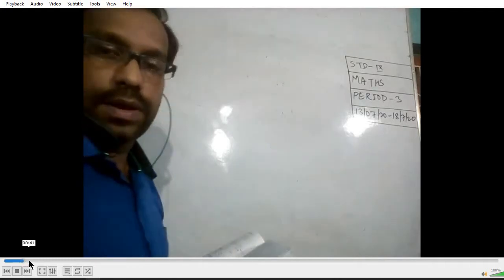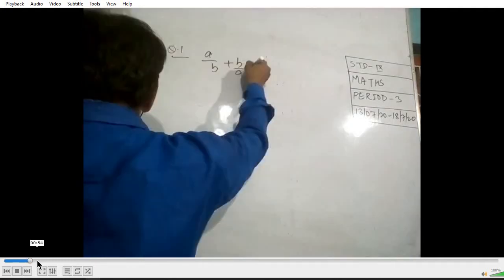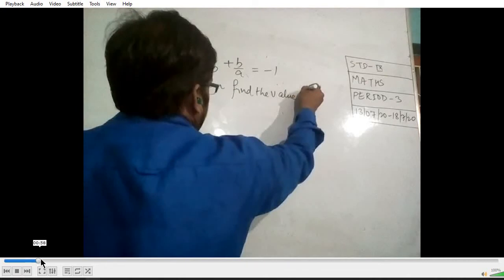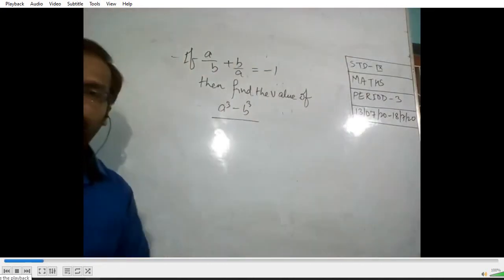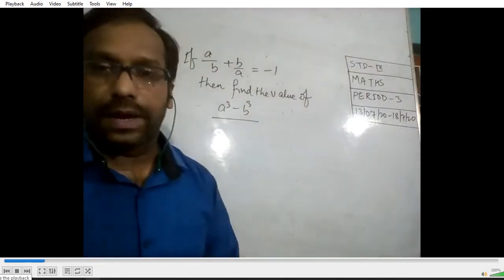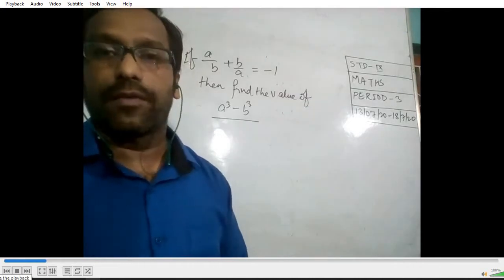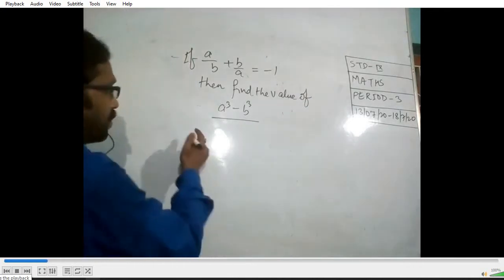So as I have told, we will start from the a cube minus b cube identity. See, this is the question I have written, and we'll try to solve this question. See this: a cube minus b cube. First of all, I should know what is the formula of a cube minus b cube.